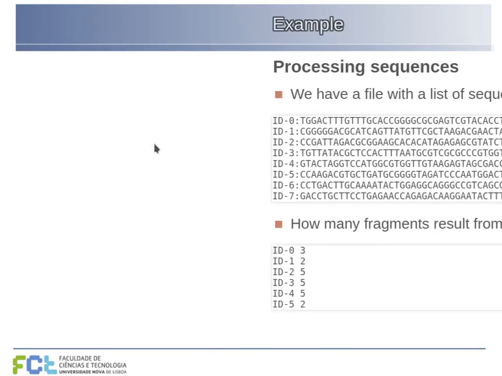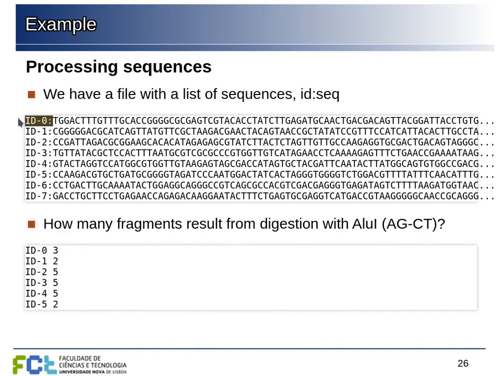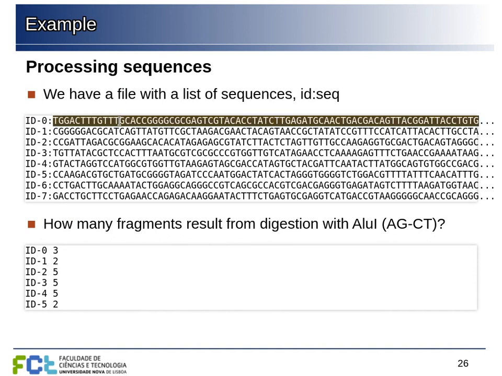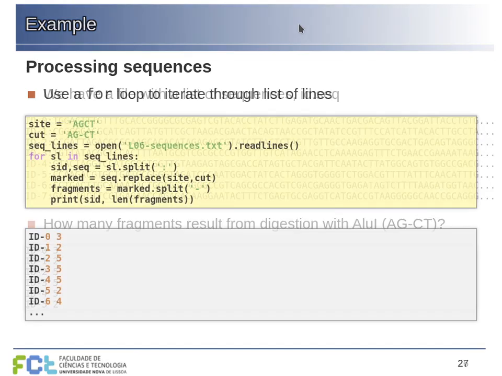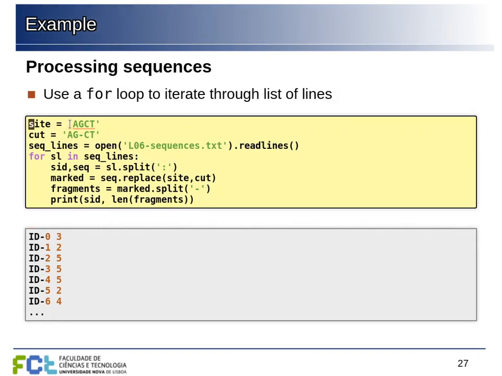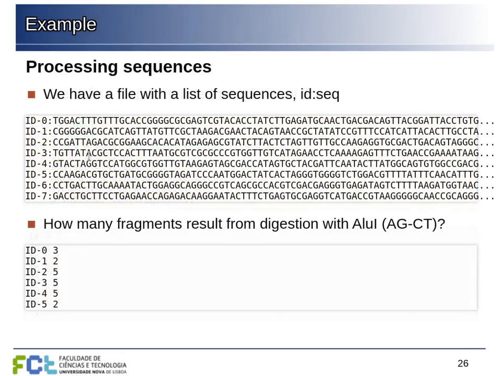Okay, so let's get back to our example. We have a text file with this information, the identification of each sequence and the sequence itself, and we want the list with the count of fragments we have digesting with this particular enzyme. So what we can do is specify these two variables. This is the recognition site for the enzyme, where it will find the place to bind. This is where it will cut in the recognition site. This is a list with all the lines here on this text file, which include the identifiers and the sequence.